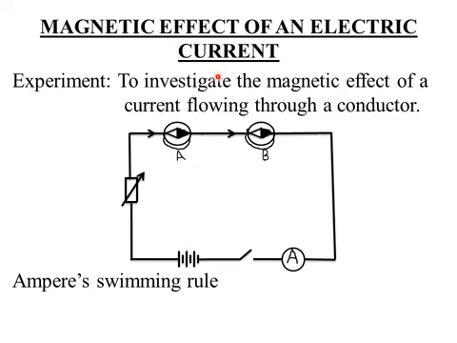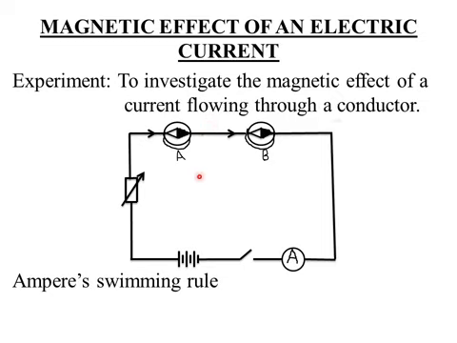For example, we have a scientist called Michael Faraday who came up with Faraday's law. We'll look at Faraday's law in a topic in Form 4 called electromagnetic induction. To demonstrate his discovery, Oersted carried out an experiment in the year 1820, to investigate the magnetic effect of a current flowing through a conductor.